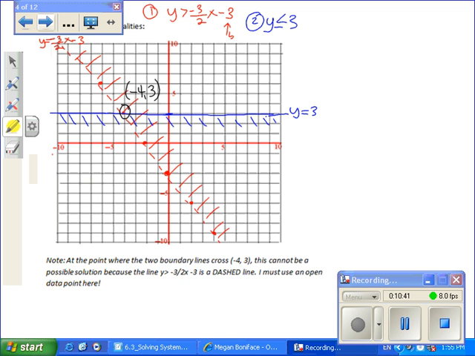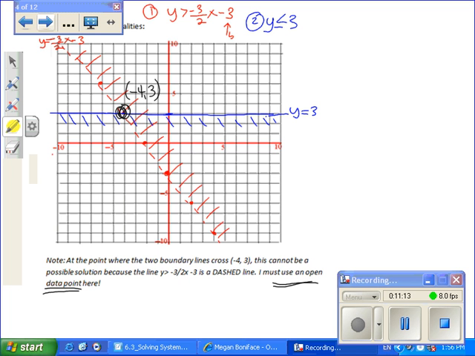But anytime you have one or more dashed lines, we have to use an open data circle or an open data point. Okay, so in your notes, it says I must use an open data point here. I must say that the point (-4, 3) is not a possible solution. So I would just take my eraser and erase the point of intersection and put an open circle right there.